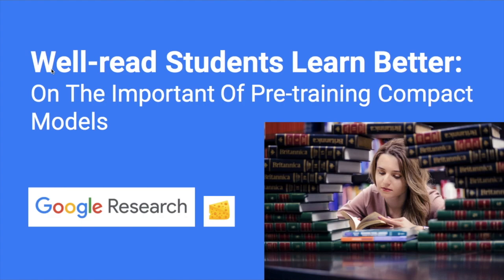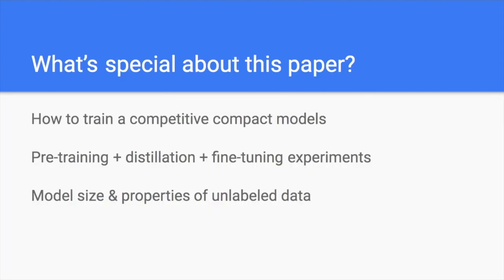By compact model, I mean smaller transformer models, not those super huge language models. Those smaller transformer models are easier to deploy or use in other real-world cases. So what's special about this paper? They give you a guideline, a set of lessons on how to train competitive compact models, and they do a very thorough study on pre-training, distillation, and maybe fine-tuning combinations. What kind of effect does each have?